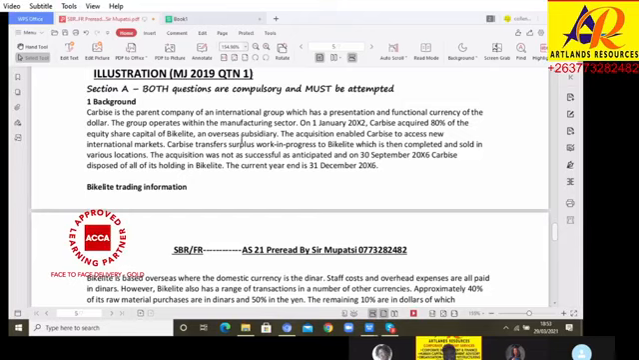Cabais transfers surplus work in progress to Bakelite, which is then completed and sold in various locations. The acquisition was not as successful as anticipated, and on 30 September 2026, Cabais disposed of its holdings in Bakelite. The current year end is 31 December 2026.